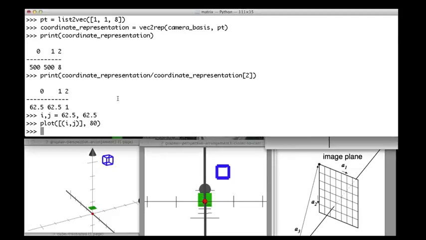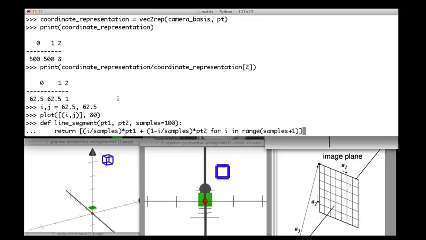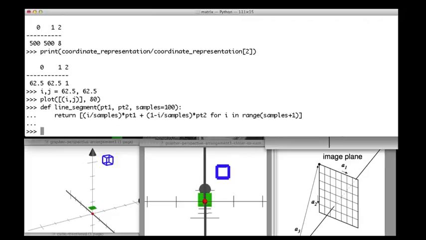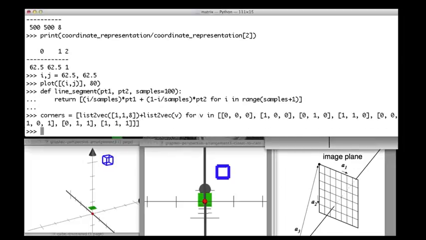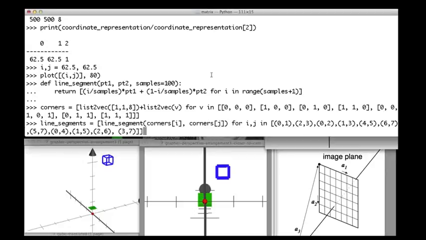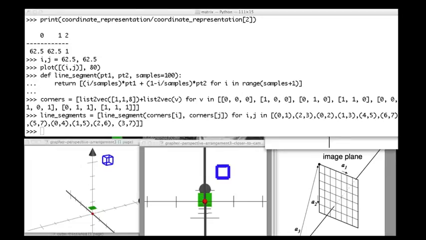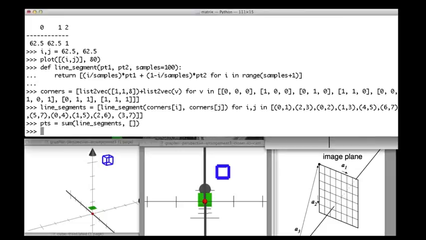Now we're ready to try the same thing with the whole wireframe. We use a procedure that gives us line segments. And now we take the corners of the wireframe cube, suitably translated, and construct the line segments with the given corners. Now we put together all those lists to get the set of points that we want to render.